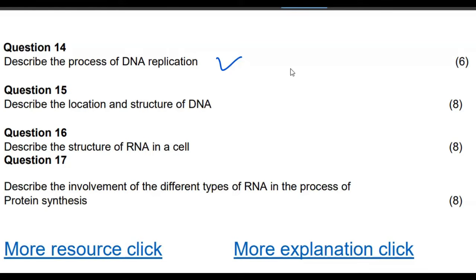So if they talk about in plants, then you talk about all of the 3. But if they talk about in animals, you only talk about the 2, because we don't have a chloroplast in animals. So describe the structure of RNA. Structure of RNA, it's a little bit the same as DNA, but only a few things are not there. That is the thymine, the double strand, and then also the weak hydrogen bonds.